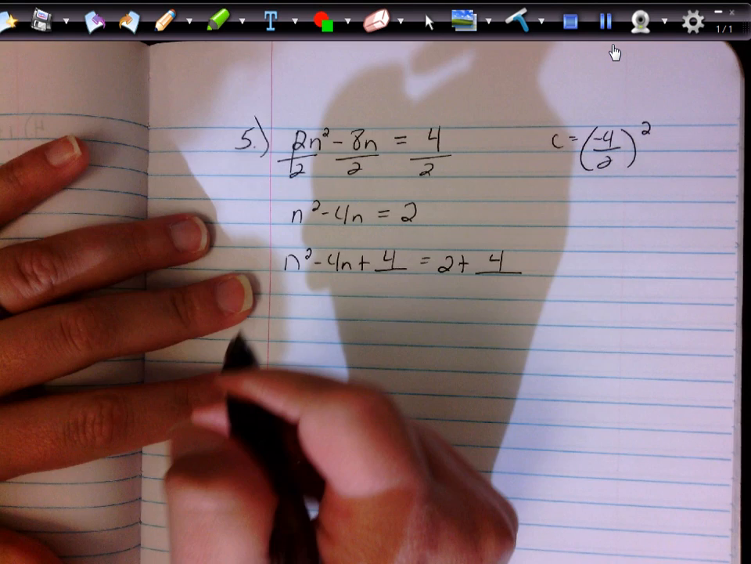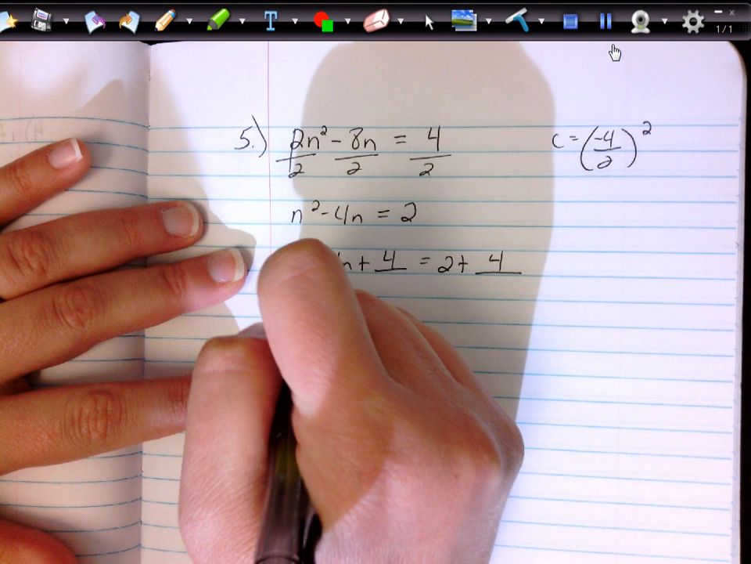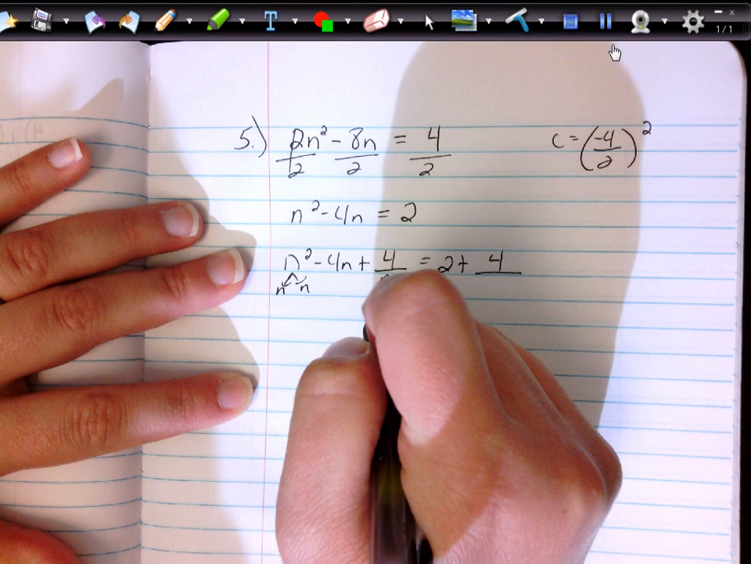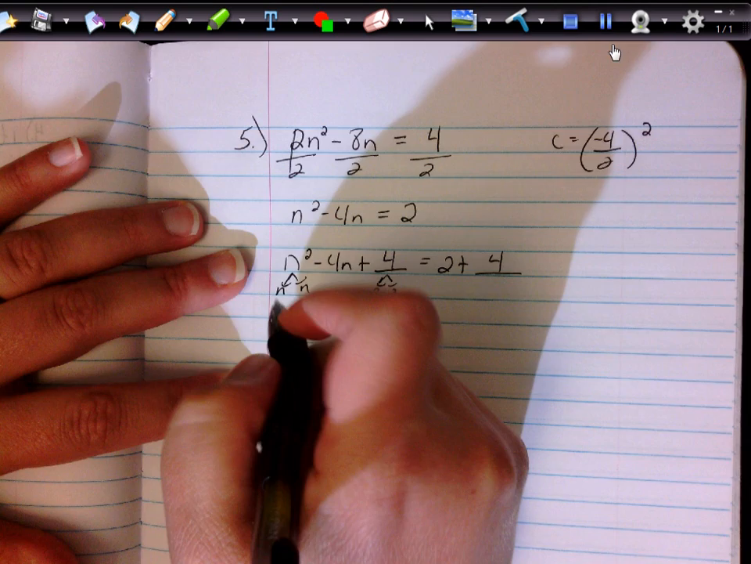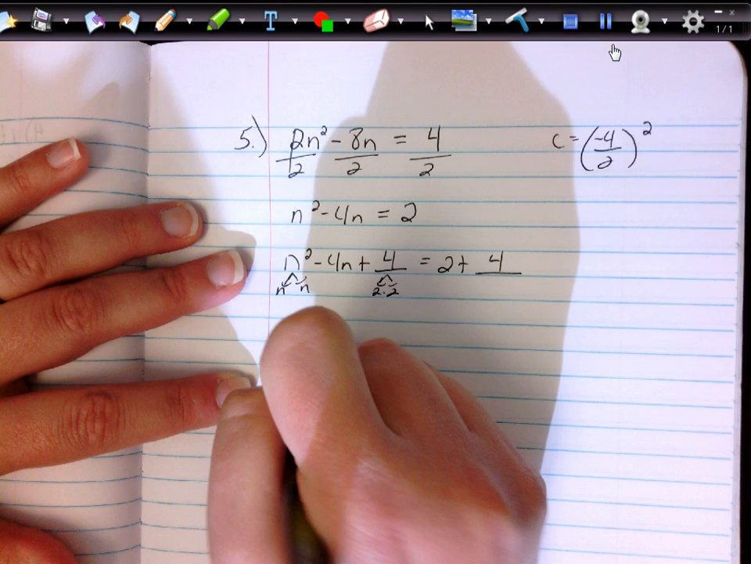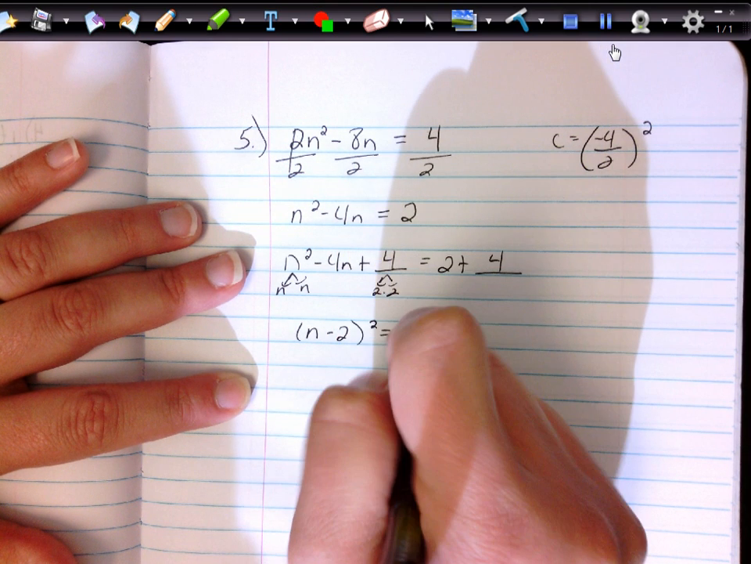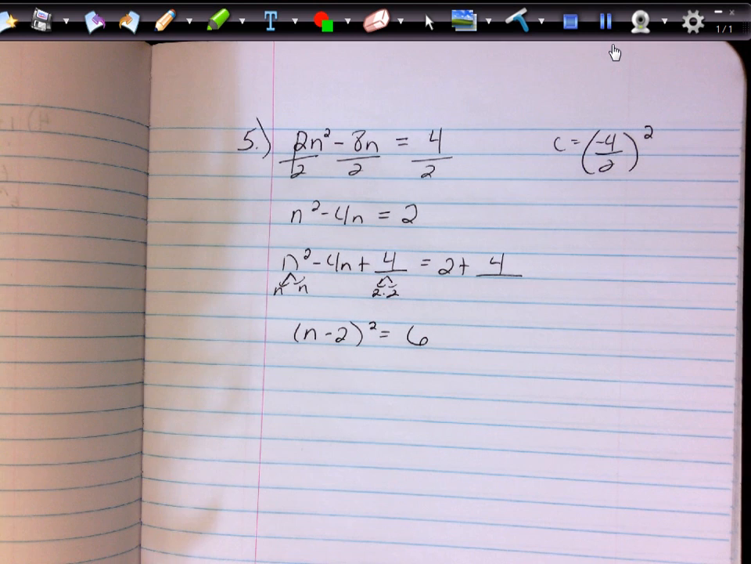Okay. Now I'm going to factor my perfect square, and I know it's a perfect square because I'm the one that made it into a perfect square. So my n squared is going to split up into n and n. My 4 is going to split up into 2 and 2. So I'm going to factor it into n, and I'm going to look at this sign right here, minus 2 squared equals 2 plus 4 is 6. So I factored the left, and I added what was on the right.